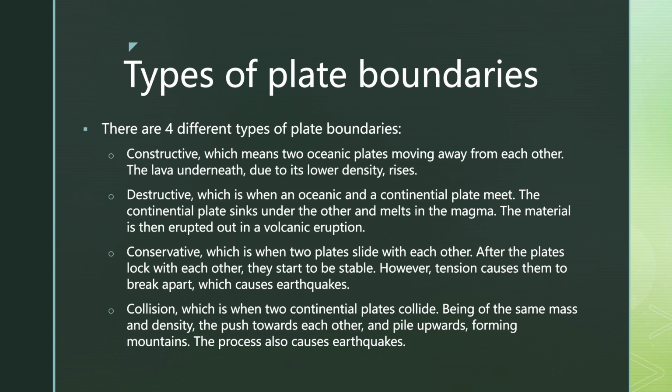There's also conservative plate boundaries. It's when 2 plates slide past each other. It's sometimes even called sliding plate boundaries. After the plates lock with each other, they start to be stable, which is good.